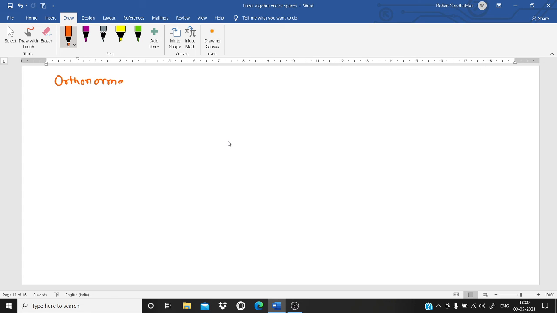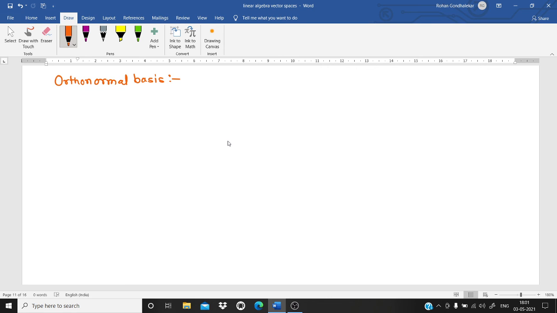Orthonormal basis. Whenever I say the vectors are orthonormal, they should first be orthogonal. For example, u and v are two given vectors. If I say u and v are orthonormal, then basically they must be orthogonal. Then only orthonormal will be possible. So whenever we say two vectors are orthonormal, they are orthogonal anyhow. So we write the definition first.